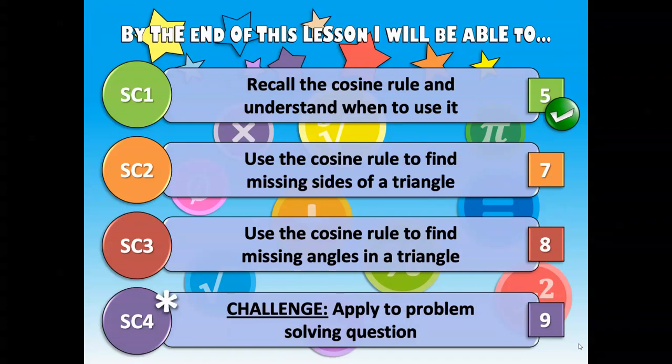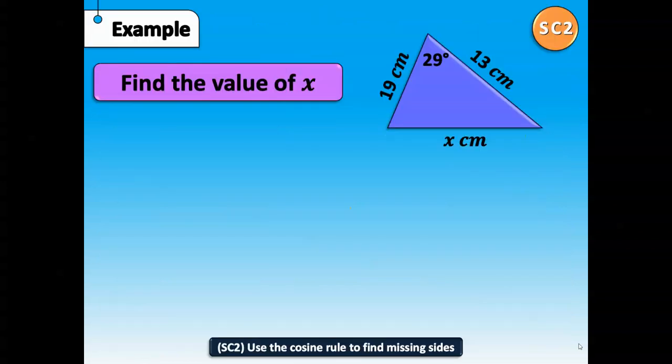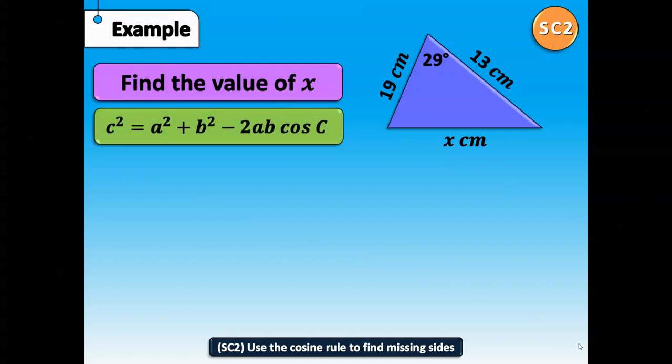So now we're going to move on to number 2, and this is to use the cosine rule to find missing sides of a triangle. So we want to find the length of the side labelled x. So we use our cosine rule and we label up the sides and the angles. Now the angle that we're given needs to be capital C, so the side opposite it needs to be lowercase c. It doesn't matter which one's A and B, as long as angle A is opposite side A and angle B is opposite side B.